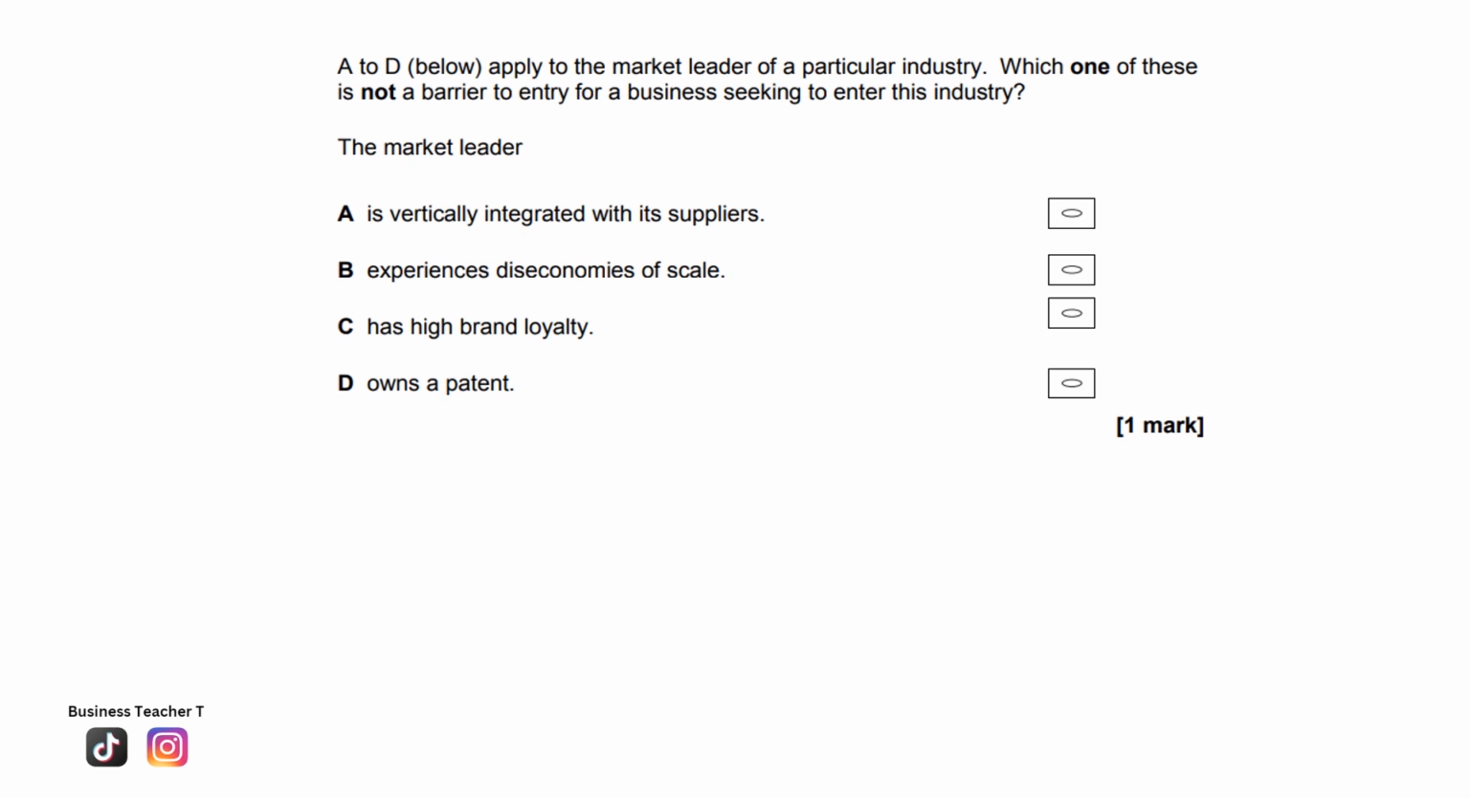Next question. A to D below apply to the market leader of a particular industry. Which one of these is not a barrier to entry for a business seeking to enter this industry? The market leader A. is vertically integrated with its suppliers, B. experiences diseconomies of scale, C. has high brand loyalty, or D. owns a patent? And the answer is B. Experiences diseconomies of scale.